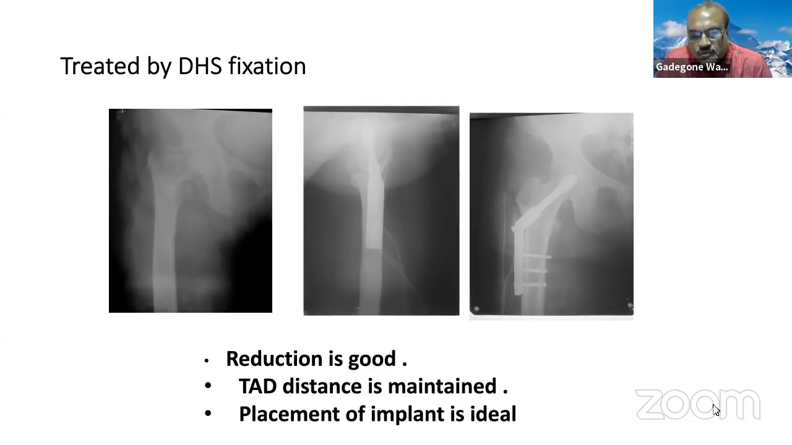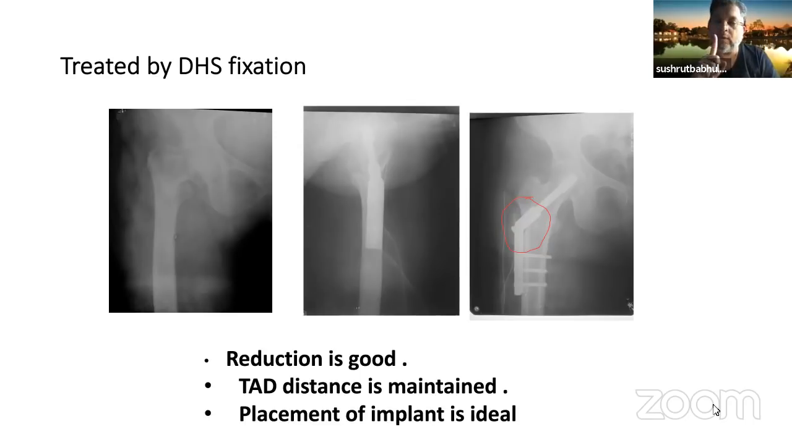Then I converted to the intramedullary nail in unstable trochanteric fractures. On observation, it appears that the reduction is good, the TAD distance is maintained, and the placement of the implant, I think, is ideal. So, is there any lacuna in this fixation? Yes, I think you have broken the lateral wall there, and you should have added a cerclage wire coming from the trochanter all the way down. Then you would not have had a problem here.